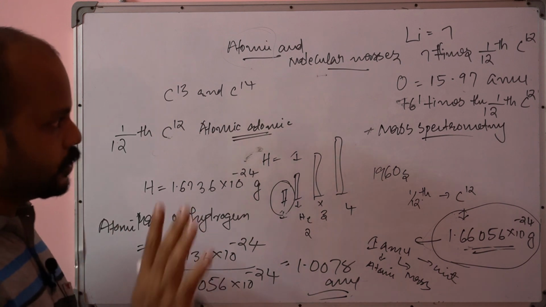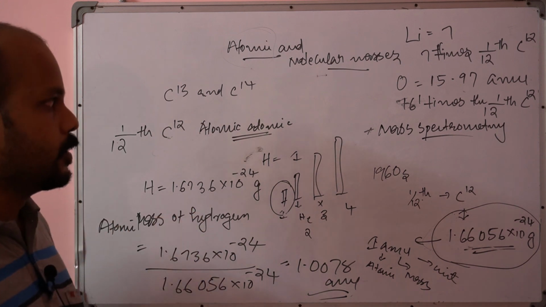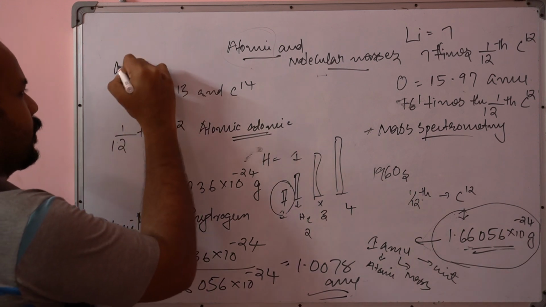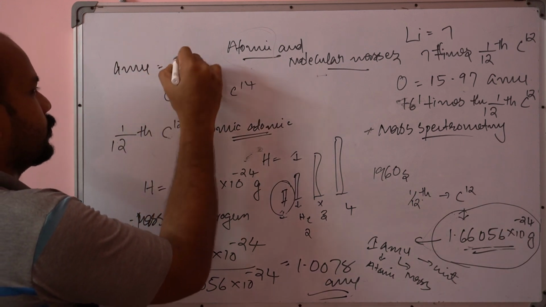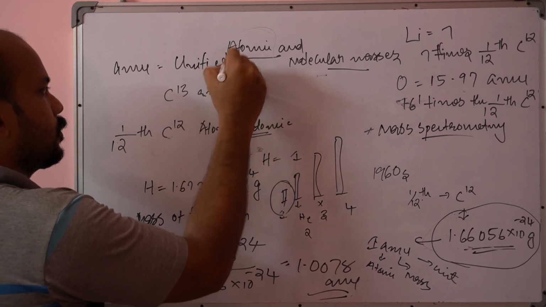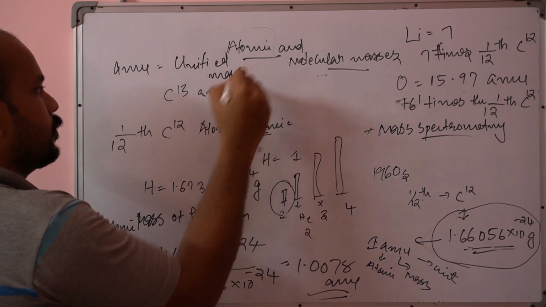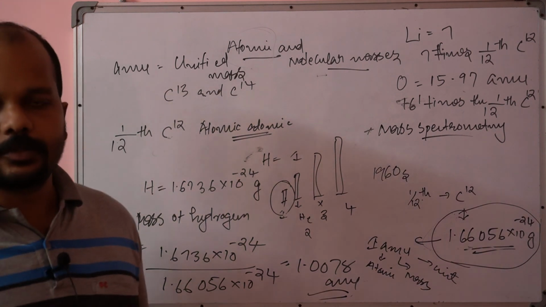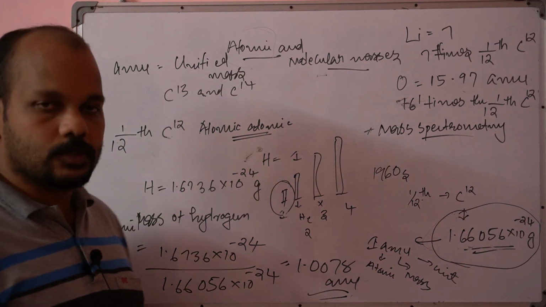So this is it about atomic mass. But nowadays, instead of amu, we simply use u. U stands for unified mass. So this is it about atomic mass. Hope you got it.